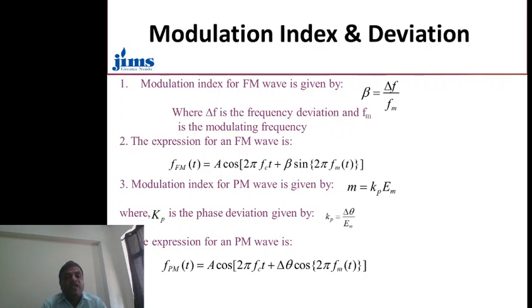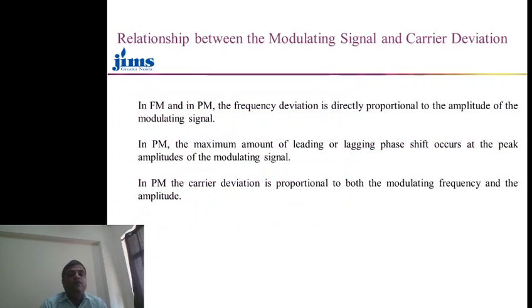If you see the expression of PM, instead of beta they use delta theta, and the rest of the terms are the same. Beta and delta theta are just a variation, that is why FM and PM signals look the same. If you see the spectrum of FM and PM, we are not able to identify which is which. We need a clear cut definition. In PM and FM, the frequency deviation is directly proportional to the amplitude of the modulating signal.